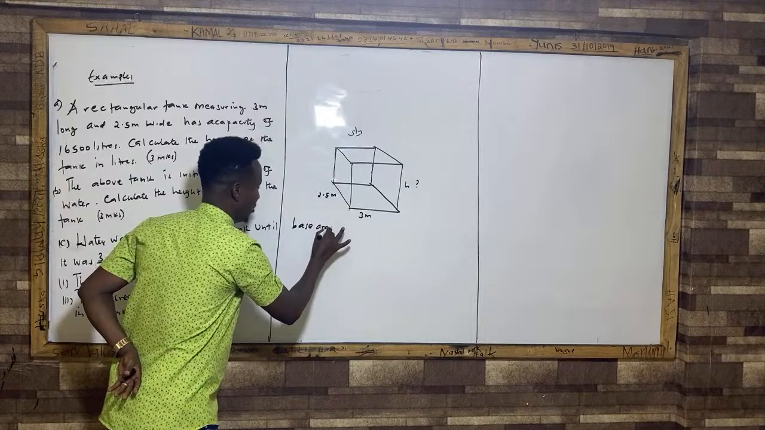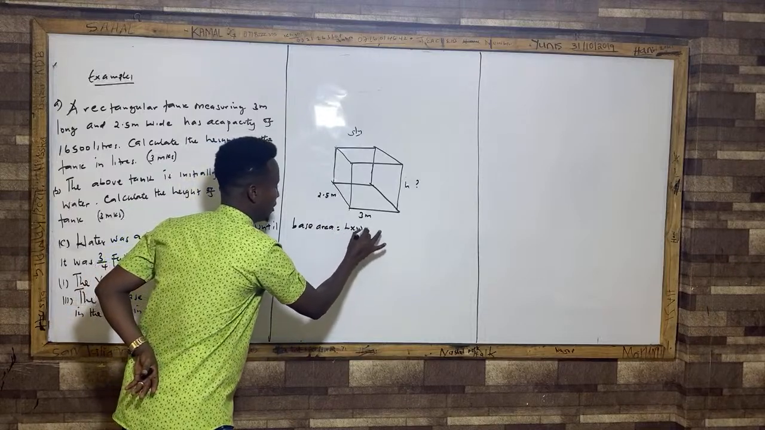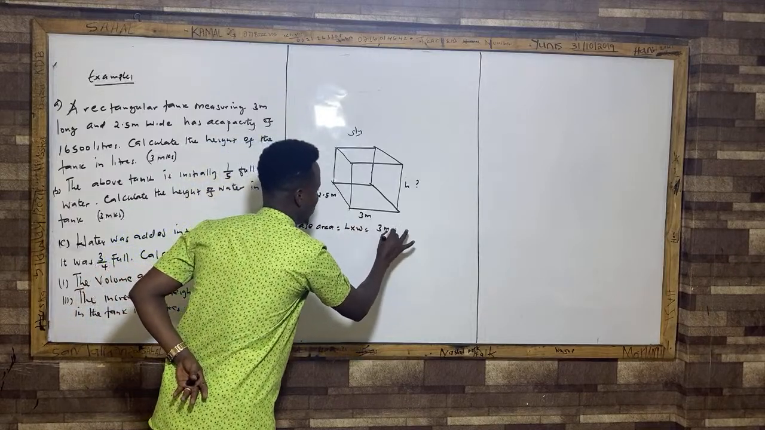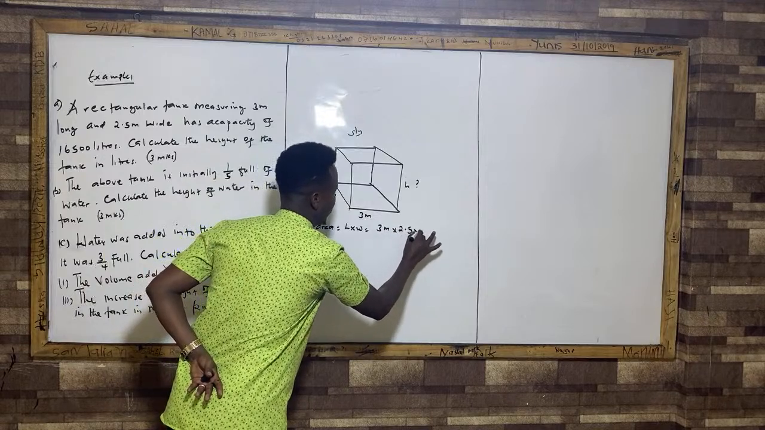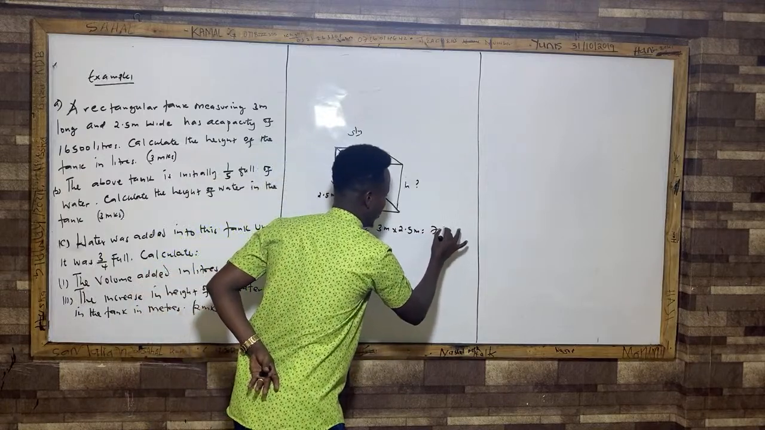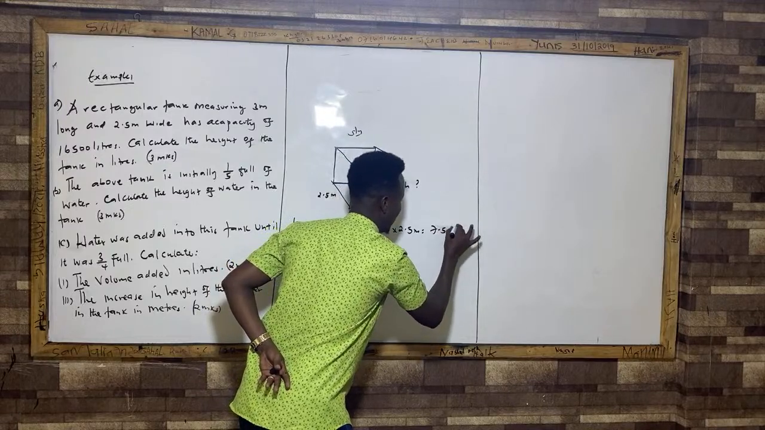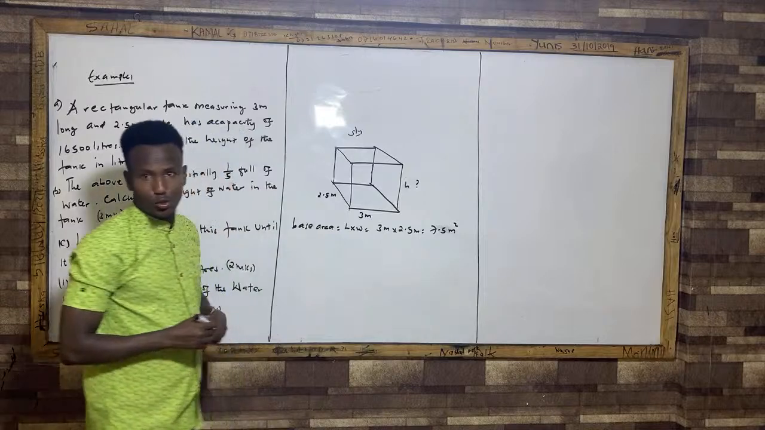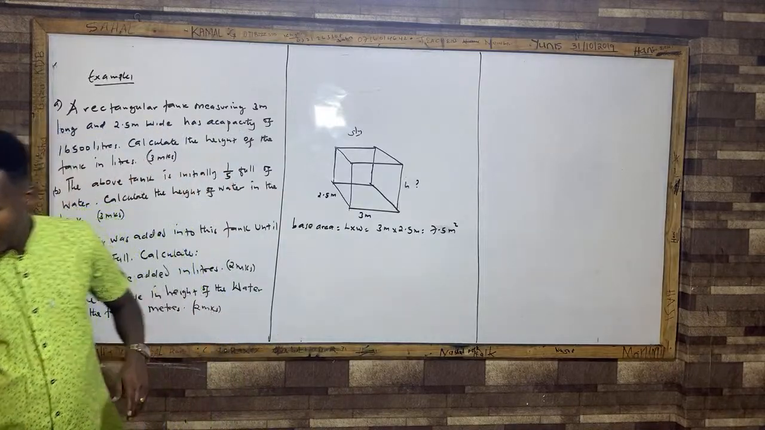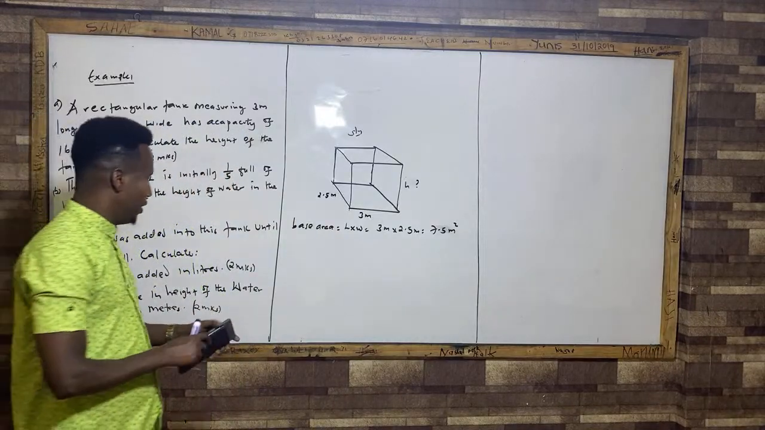Base area is equal to L times W. In this situation, 3 meters times what? 2.5 meters, which is 7.5. Just understand that. It does not even require a calculator. 7.5 meters squared. That is the base area, okay? Make sure you have your calculator, okay?